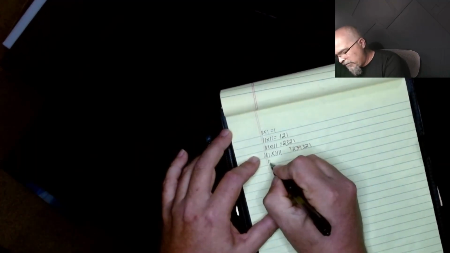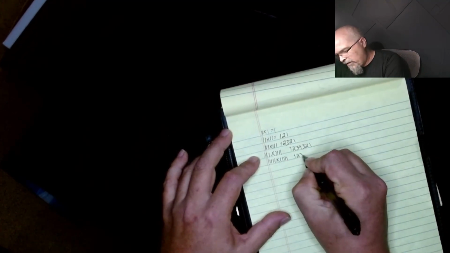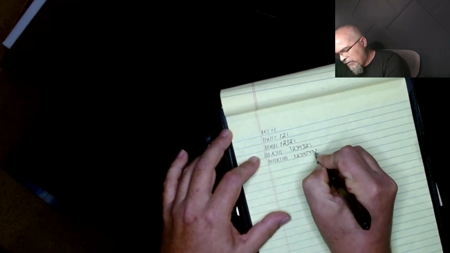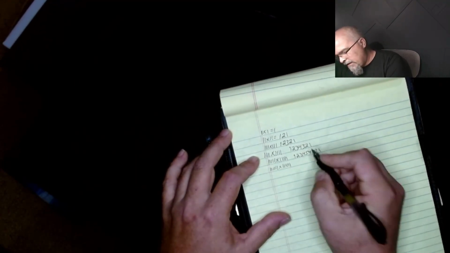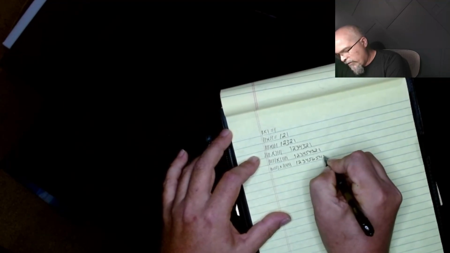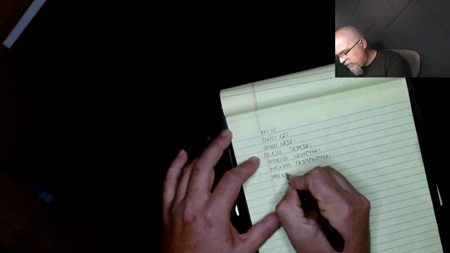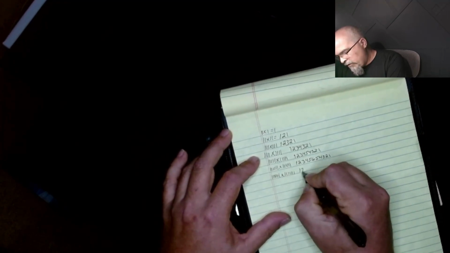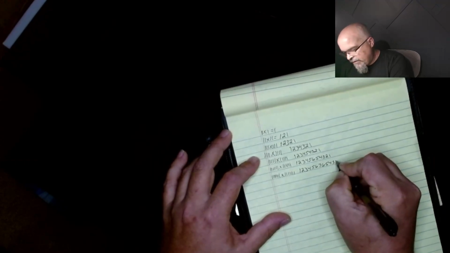5 ones: 1, 2, 3, 4, 5 times 1, 2, 3, 4, 5 is 1, 2, 3, 4, 5, 4, 3, 2, 1. Getting the pattern here? 6 ones: 1, 2, 3, 4, 5, 6 times 1, 2, 3, 4, 5, 6 equals 1, 2, 3, 4, 5, 6, 5, 4, 3, 2, 1. Let's keep going. 7 ones times 7 ones is 1, 2, 3, 4, 5, 6, 7, 6, 5, 4, 3, 2, 1.